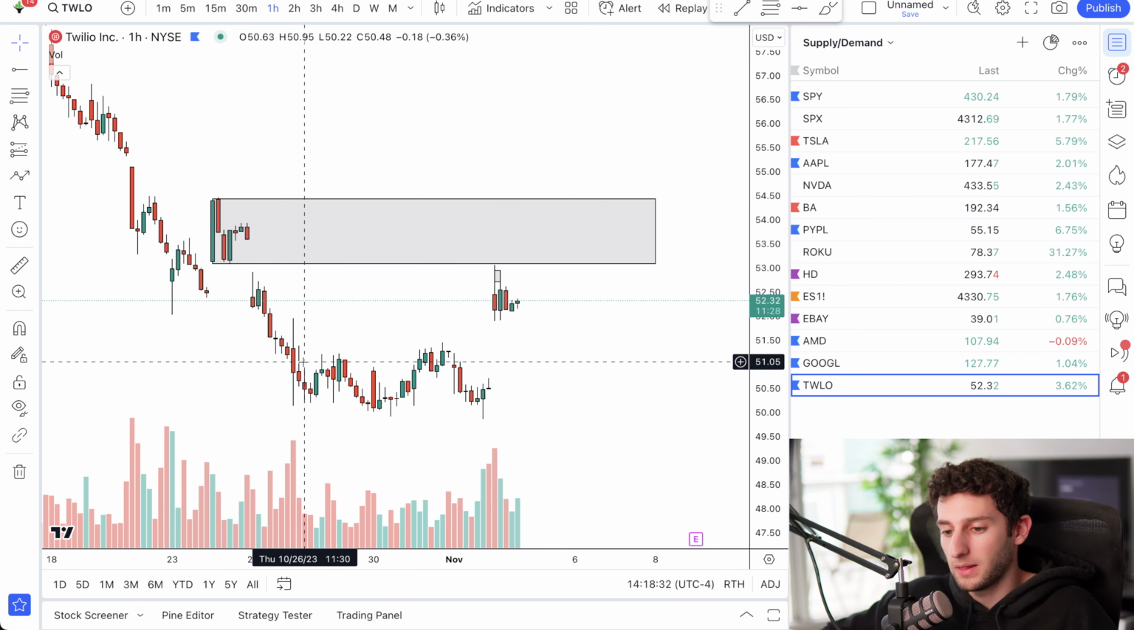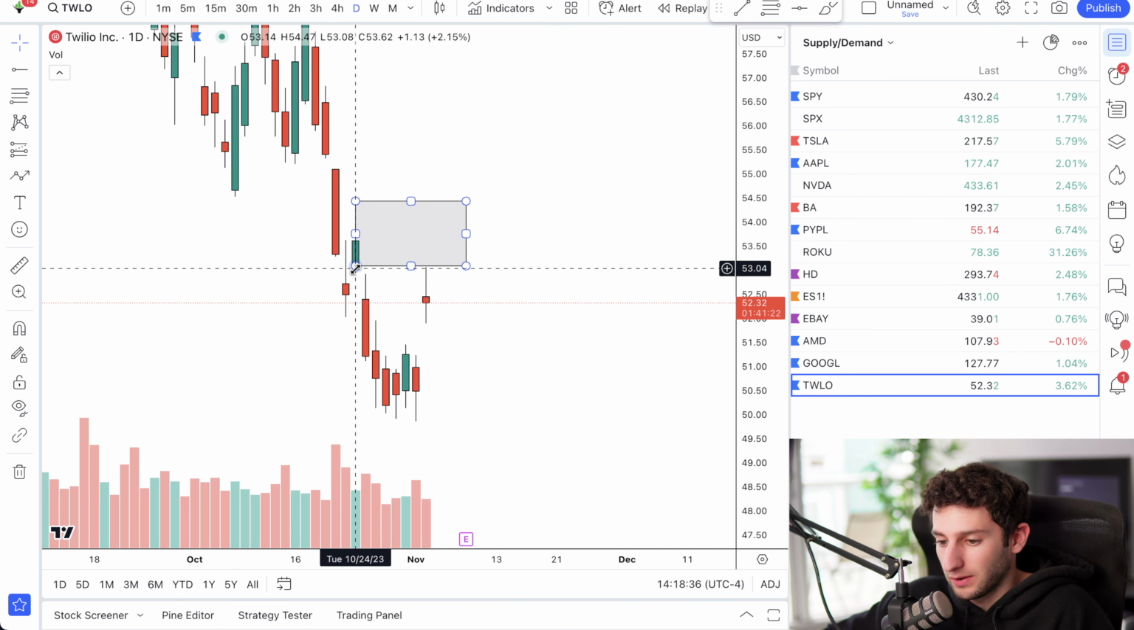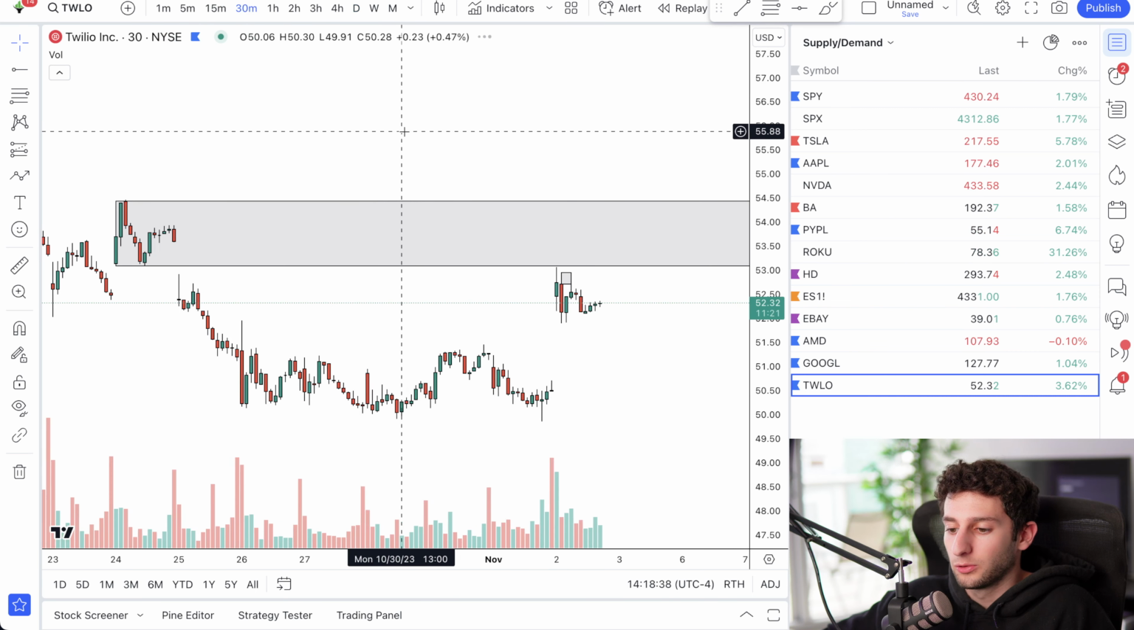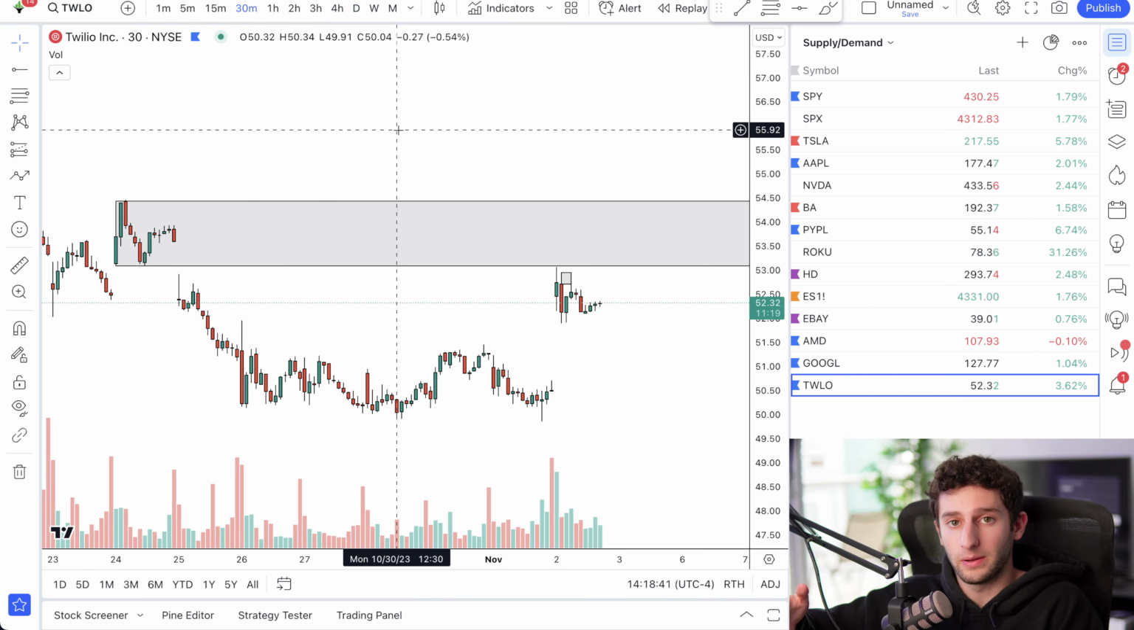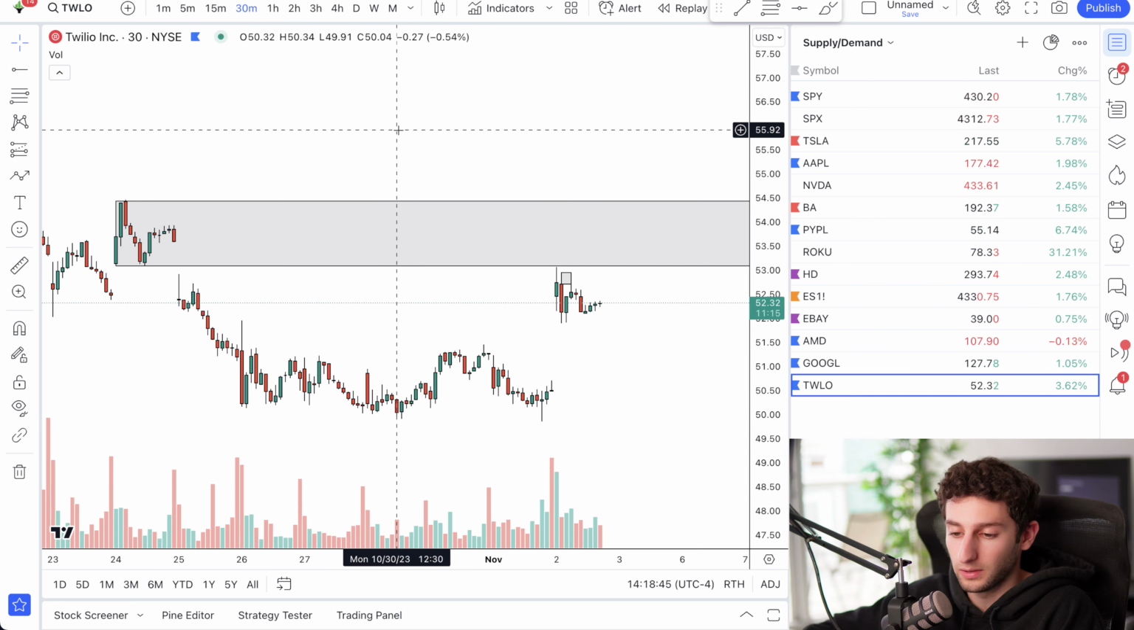We leave a gap. Okay, now we take that entire day. That's going to be our supply zone right here, from the low to the high. So what do we look at? Sorry, supply zone, higher time frame. Look at daily, weekly, 4 hour chart, right? That's what we look at.